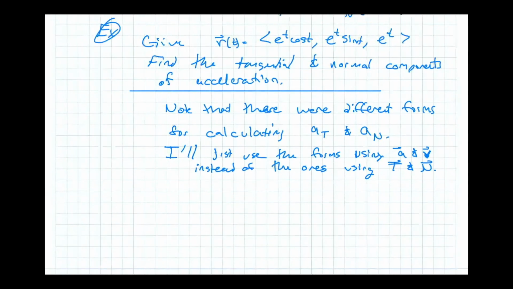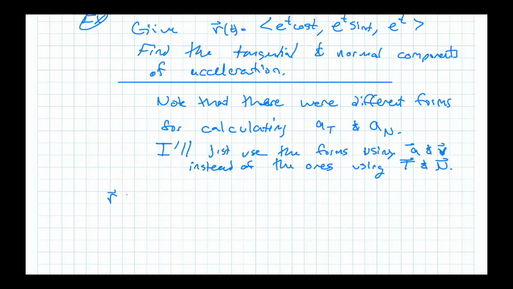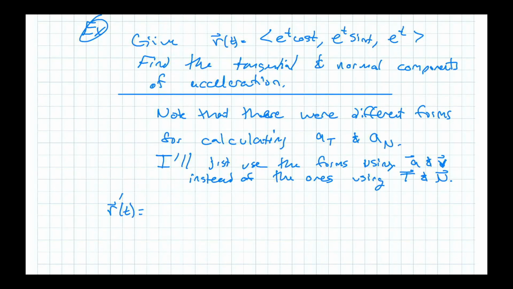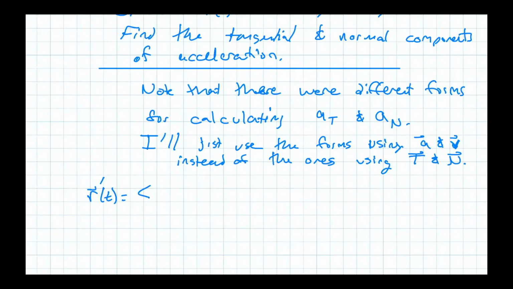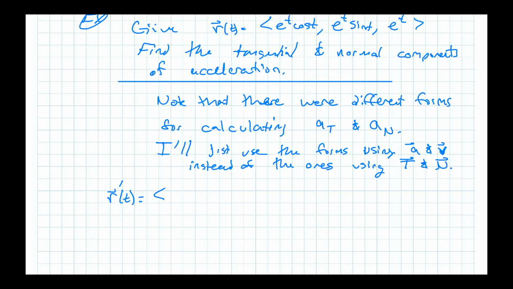So let's do this. So we got this r of t. Well, we need r prime. If we're going to take this derivative here, we're going to have to use the product rule for e to the t cosine t. So it's going to be a little bit tricky to calculate, but you're all in calculus 3, so product rule should not kill you. So like f prime g plus f g prime.